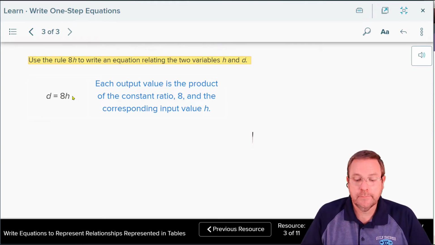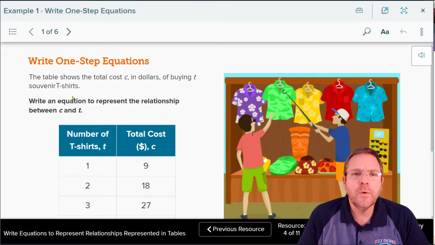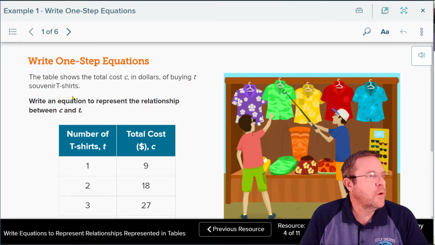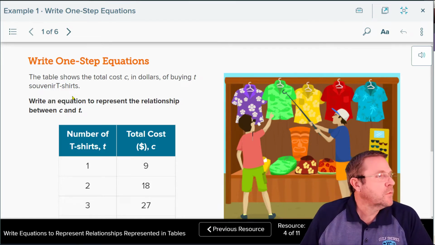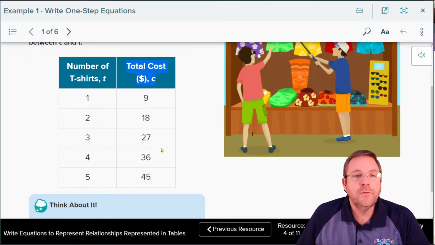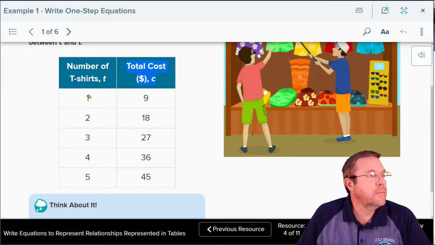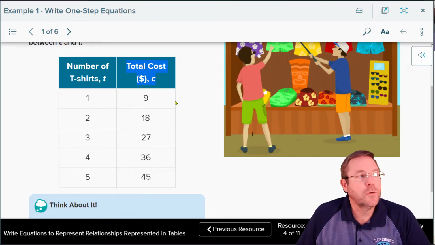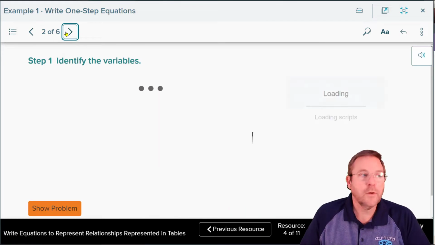In example 1, the table shows the total cost in dollars, and cost is going to be listed as a variable C, of buying T souvenir t-shirts. So you can see they have the information here. Your input is going to be your number of t-shirts, T. Your output is going to be your total cost, C. And you've got to come up with a rule to connect the number of t-shirts to the total cost. So let's start working on that.